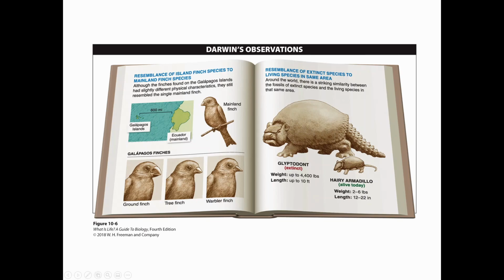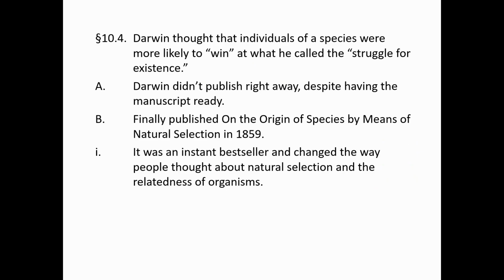So why would you see extinct species that are so similar to the species that were alive at that moment? What Darwin thought, taking all this information in, is that individuals of a species were more likely to, quote, win at what he called the, quote, struggle for existence. He wrote about it. He worked with another person to write about this, but he didn't publish it right away, even though the manuscript was complete.